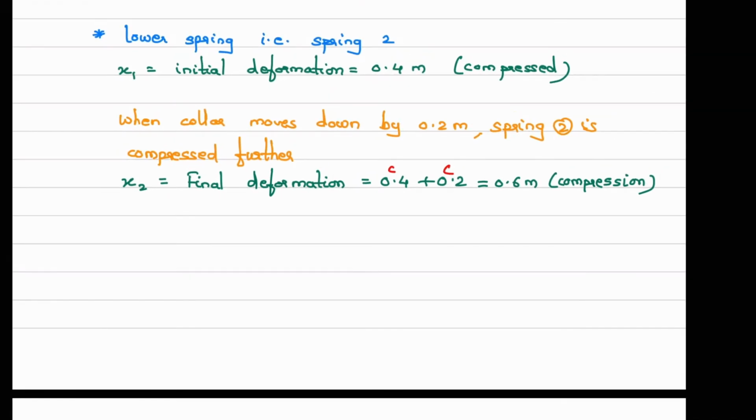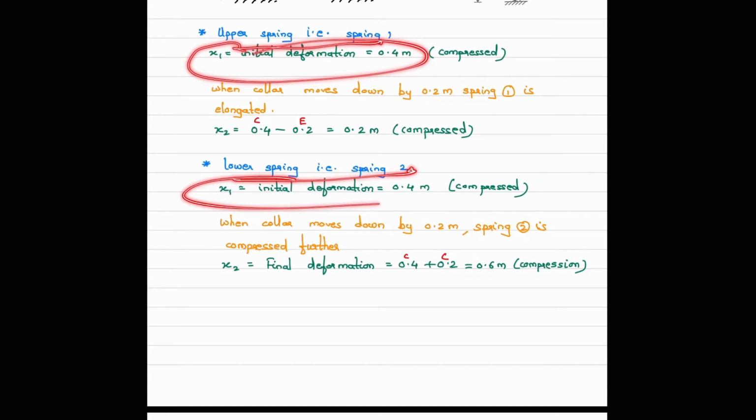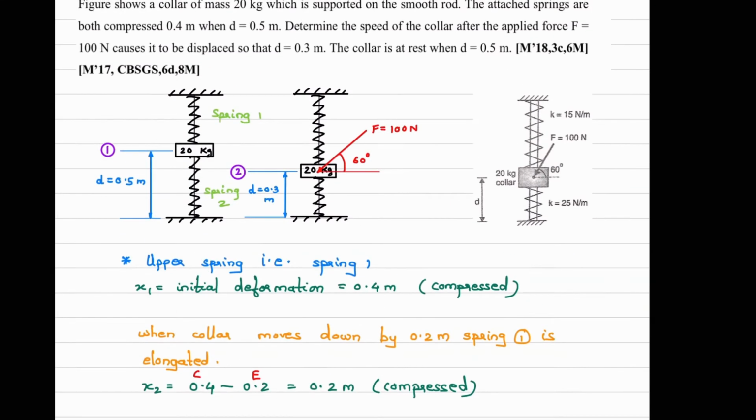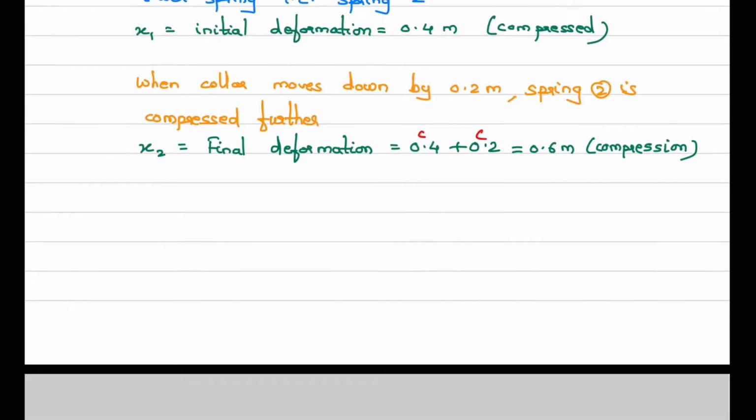So here you can understand that. I'll show you both the analyses together. For both the springs, upper spring and lower spring, the initial deformation is the same, 0.4 meter. But since the collar is moving in the downward direction, the final deformation x2 of the upper spring is 0.2 meter, and the bottom spring's final deformation is 0.6 meter, and both are compressed. Both the springs are still compressed only. Now once the analysis of the springs is done, the rest of the question is easy.